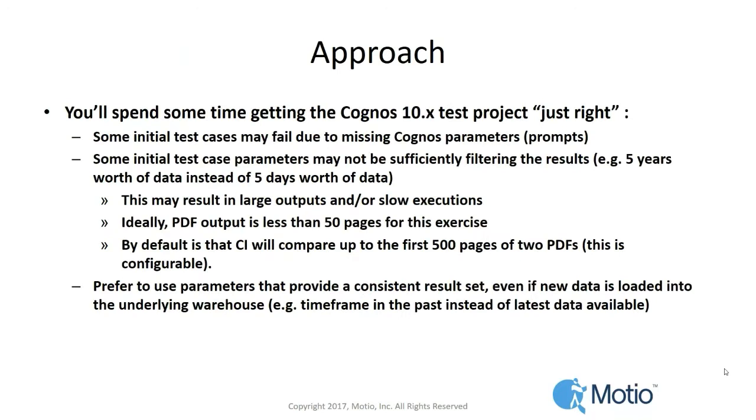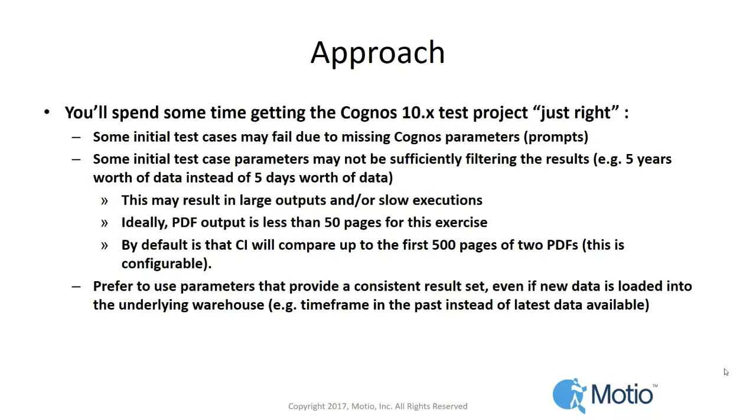So the next thing we're going to do is spend some time in MoDoCI getting our 10.x version of the test project just right. Initially, when you generate the test cases and the assertions, some of the test cases may fail due to missing parameters. MoDoCI does a pretty good job of looking through your content store at things like schedules, views and saved outputs to find sample parameter values that are realistic, but there are going to be some cases where we're not able to find a set of sample parameter values for a report that you want a test case for.